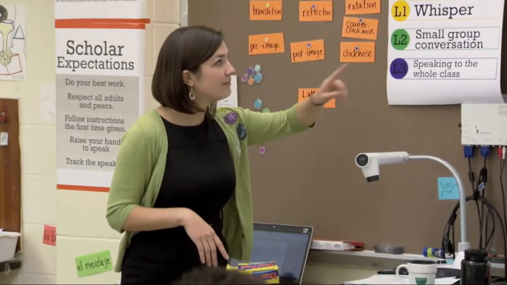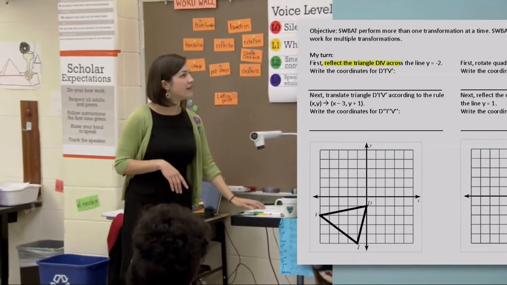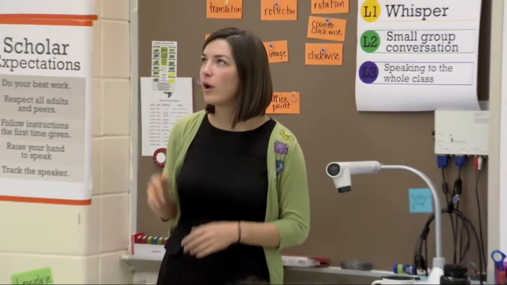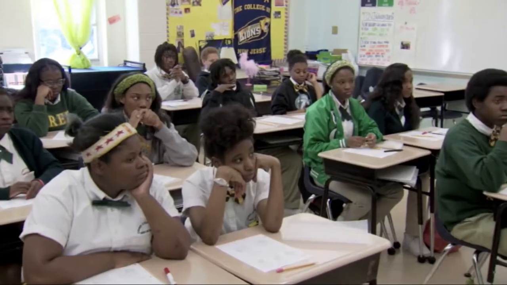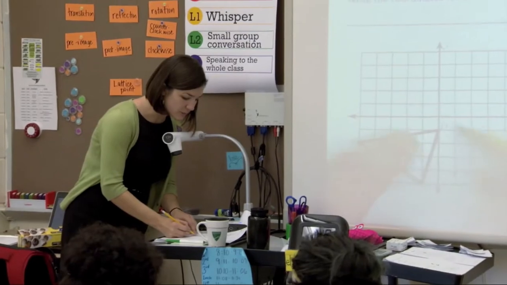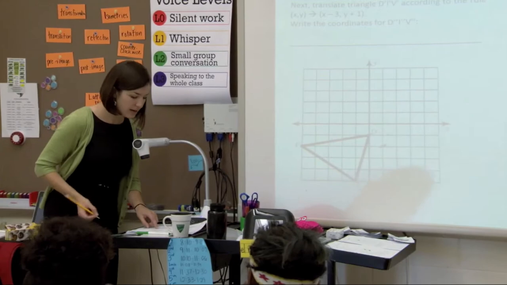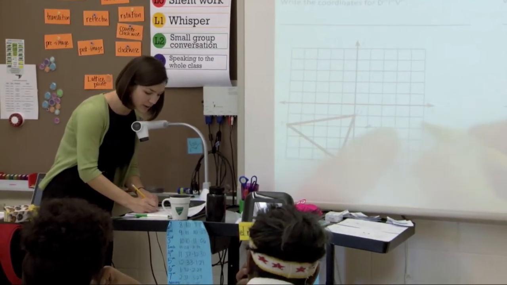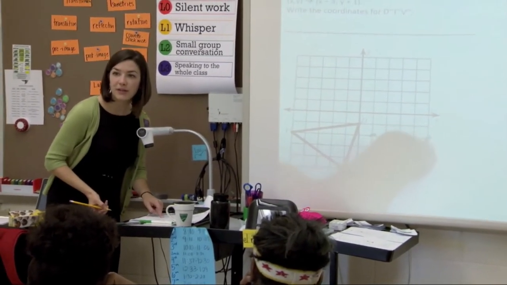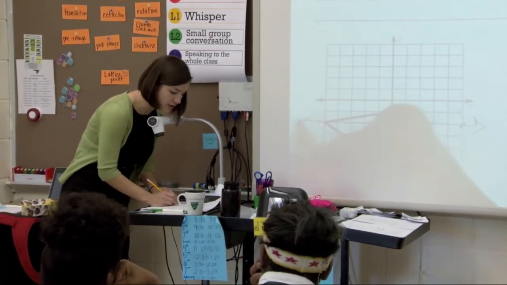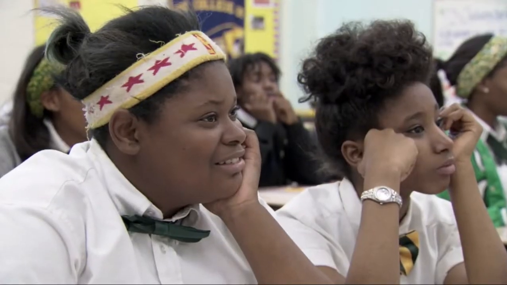So this first one says, reflect the triangle DIV across the line y equals negative 2. So my first thing I want to do is think, where does y equal negative 2? Because that's going to help me plot this line. X is 1 here, but y is negative 2. So I'm going to plot a point. And here x is 5, but y is still negative 2. And there's about an infinite number of other places where y equals negative 2. I'm going to draw that line, and then I'm going to reflect my points.